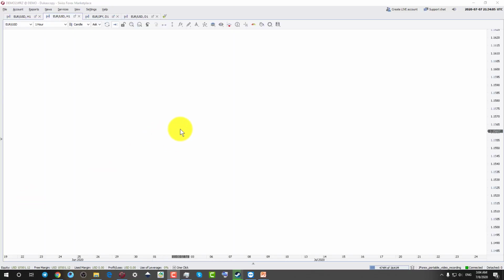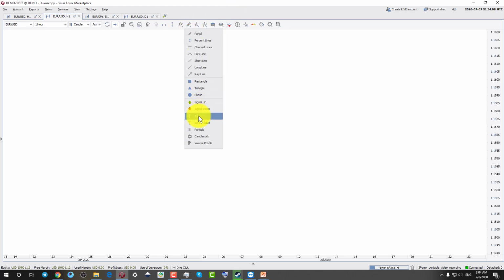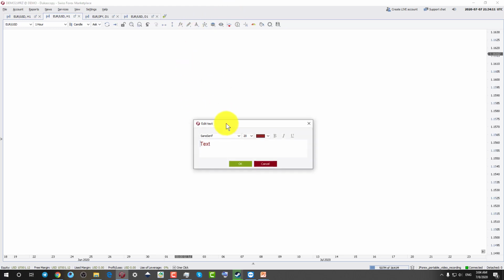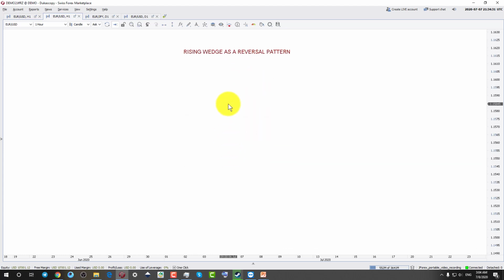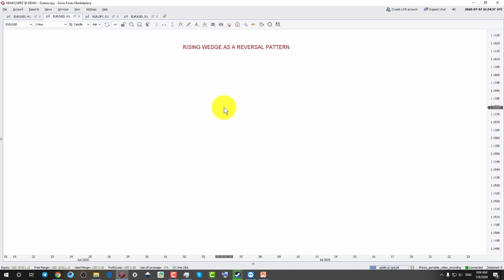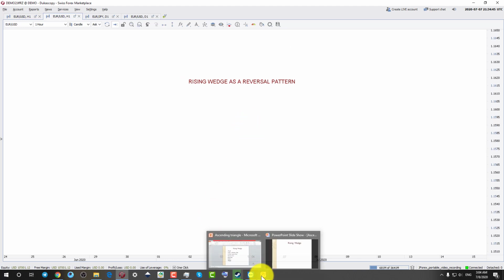Alright friends, in the present video we are going to see the rising wedge as a reversal pattern. Well friends, for a rising wedge to act as a reversal pattern, we need a few things for the rising wedge to form. Now let us see what those few things are.